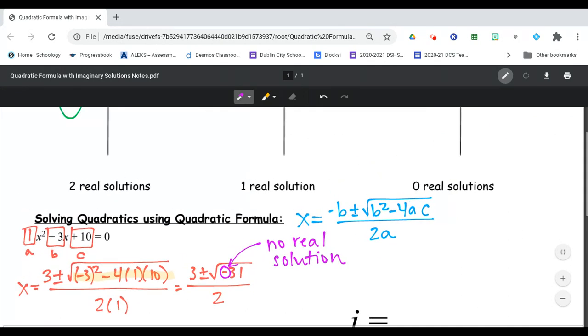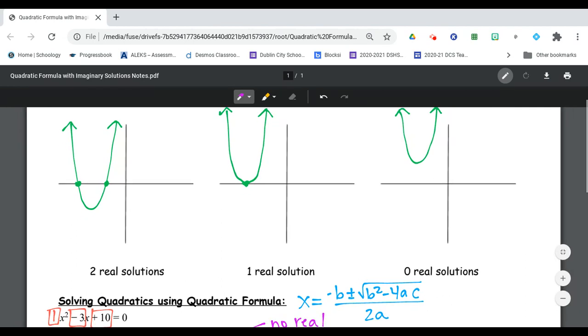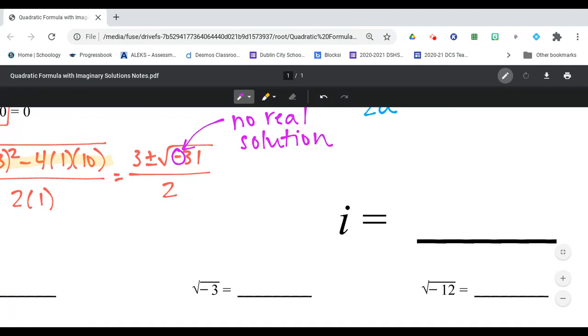Kind of like in this graph over here. When my parabola never touched the x-axis, I can't see those solutions. So what we call those solutions, we call them imaginary. Okay, we can still solve for them, but they're imaginary. So to do that, we have to introduce a letter, and that letter is i. Think of imaginary i. And i represents the square root of -1. So therefore, anytime I have a negative under my radical, I can actually simplify. I just have to make sure I put an i in my answer.